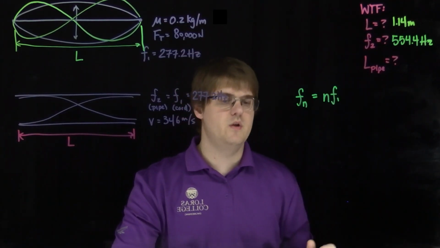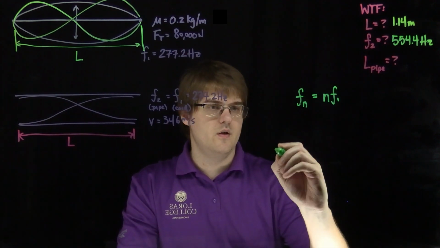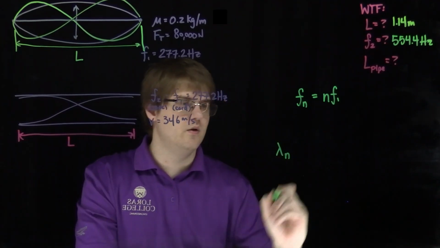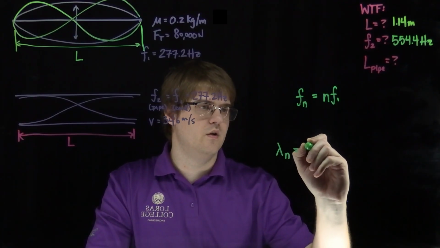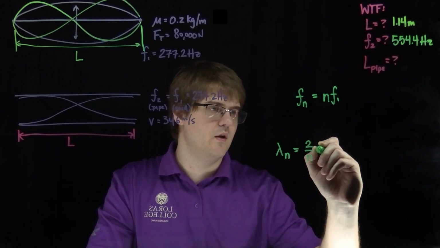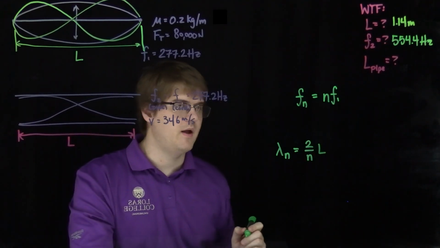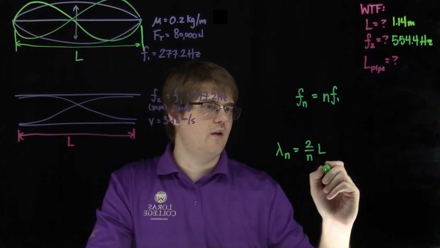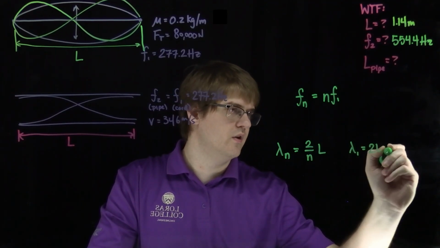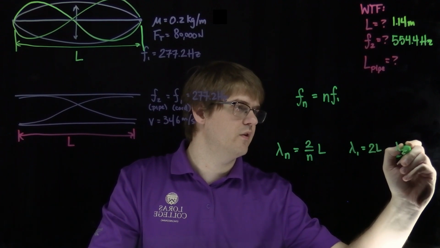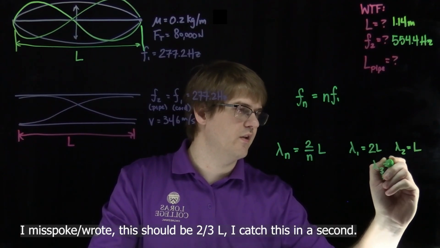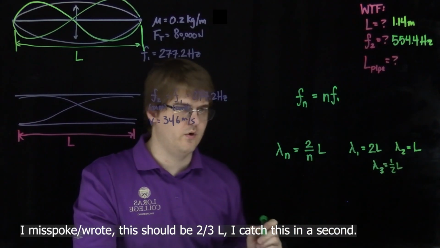Where this is coming from is my, how do I want to put this? Lambda n is equal to 2 divided by n times my length of my pipe. So if I have lambda 1, that's going to be equal to 2L. If I have lambda 2, that's going to be equal to just straight L. If I have lambda 3, wavelength 3 is going to be 1/2 L, and so on and so forth.